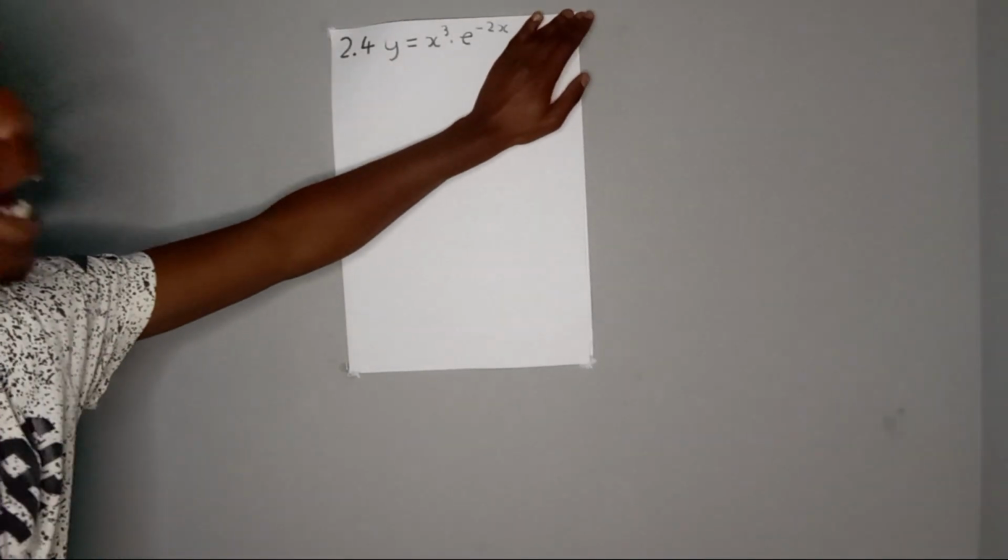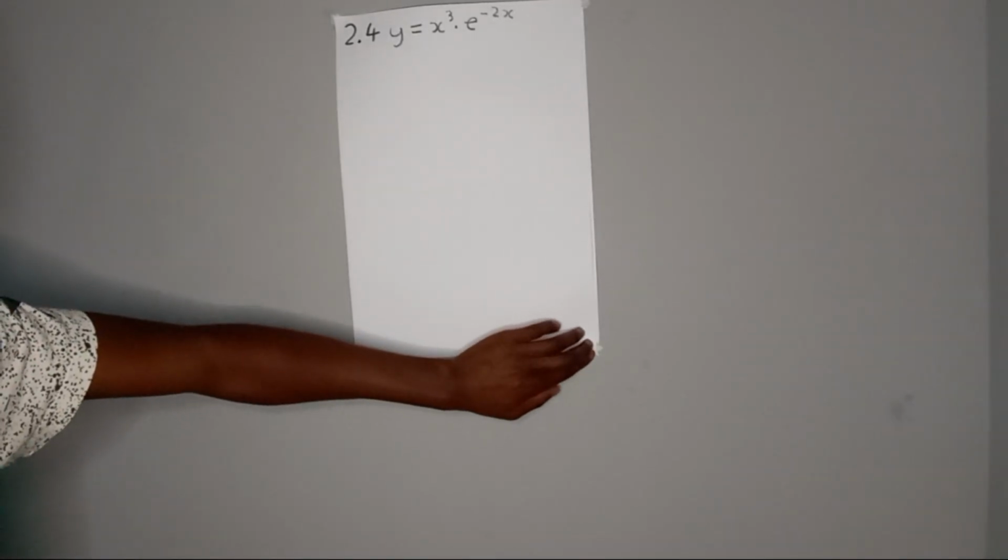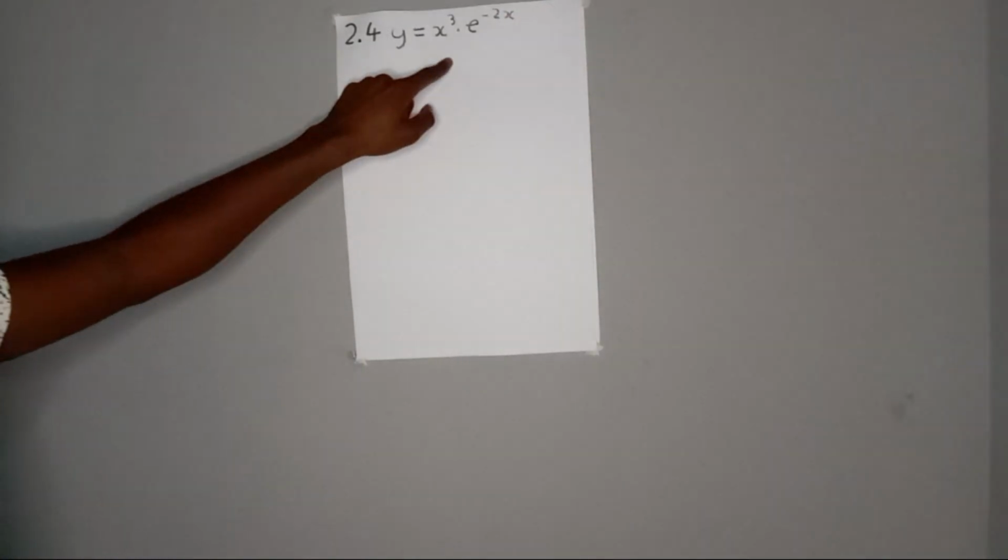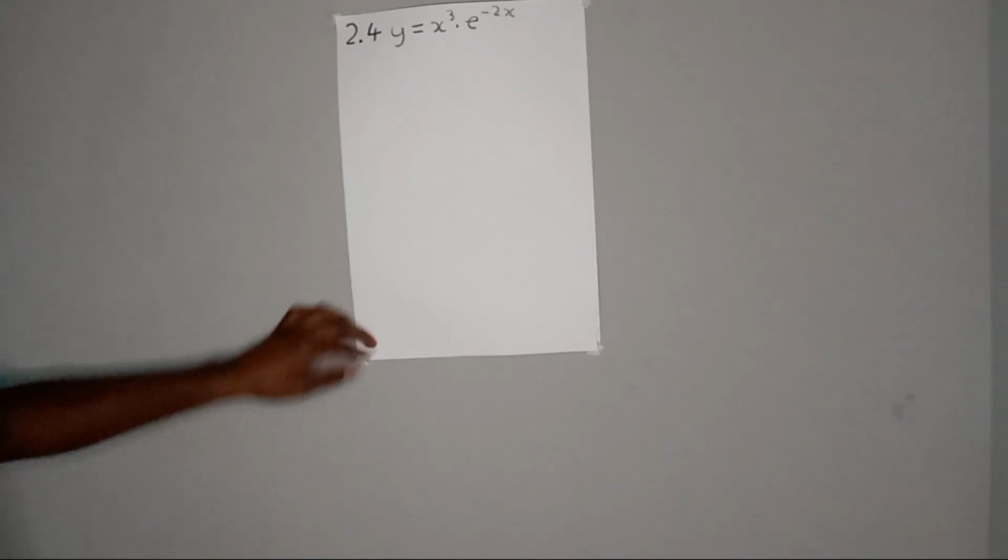The last and final question is y is equal to x cubed times e to the power of negative 2x. When you first look at this, it should automatically click that you need to apply integration by parts.